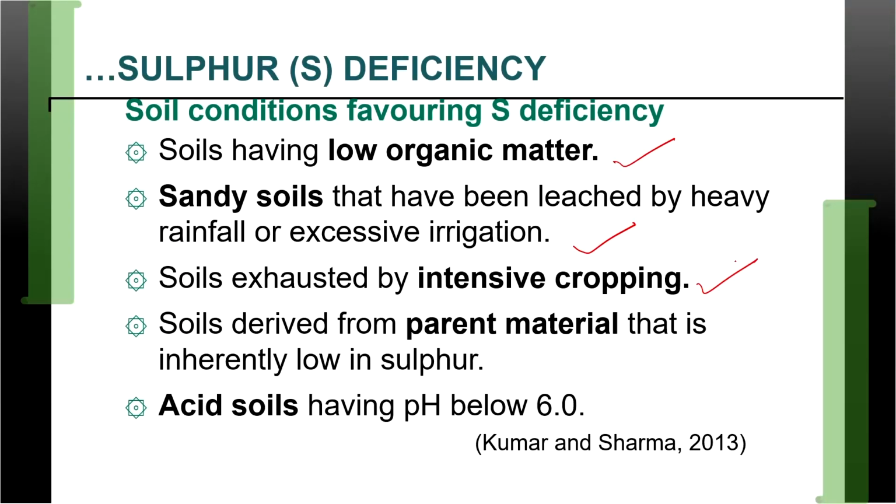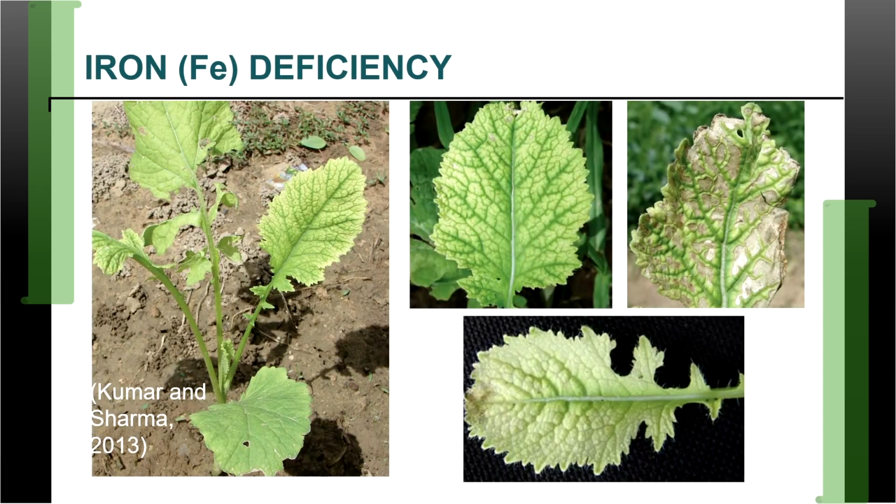Soils exhausted by intensive cropping, soils derived from parent material that was basically or inherently poor in sulfur. Acid soils having pH below 6 are also deficient in sulfur. Now, see the iron deficiency. Iron deficiency is there in the rapeseed and mustard crops, and you can see here the upper leaves are affected first and lower leaves are not affected. That means it is immobile in the plant system, it is not mobile.